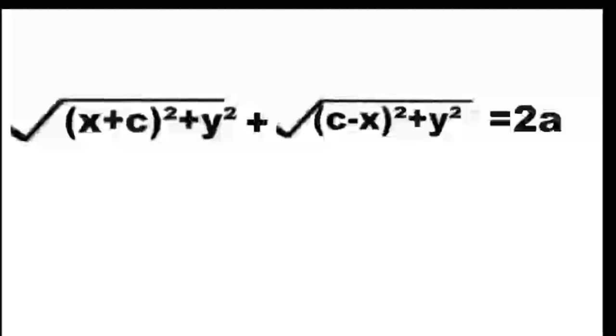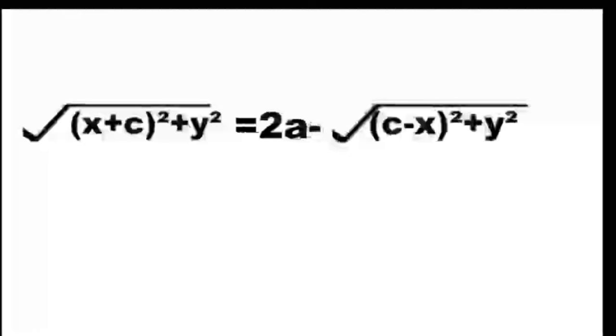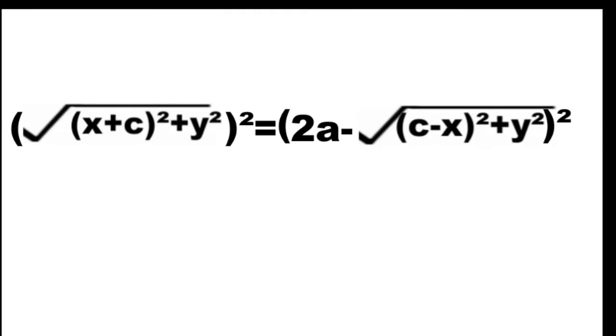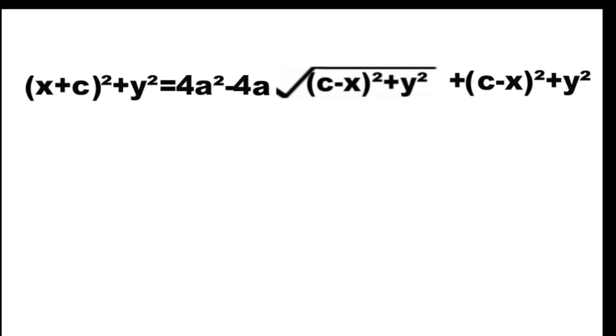Square root of quantity x plus c squared plus y squared plus square root of quantity c minus x squared plus y squared is equal to 2a. Transpose the second radical to the right. Here, we can square both sides of the equation. We can remove the radical sign on the left and use binomial square on the right. So quantity x plus c squared plus y squared equals 4a squared minus 4a times the square root of quantity c minus x squared plus y squared, plus quantity c minus x squared plus y squared.